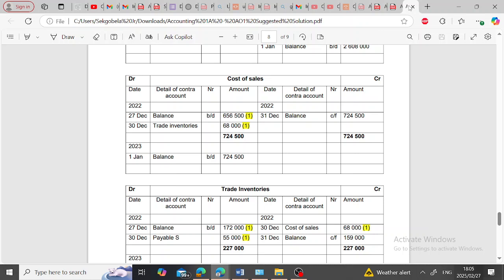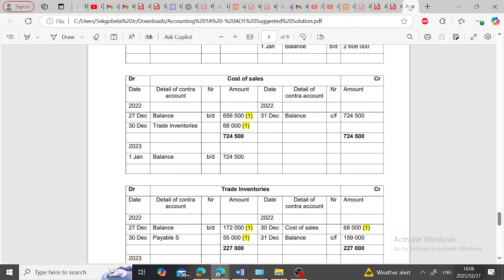So guys, what is trade inventories? It's an asset, right? Is there a difference between inventories and trade inventories? What's your name? Tato. Is there a difference between Tato and Bob? No. Right? So guys, trade inventories.